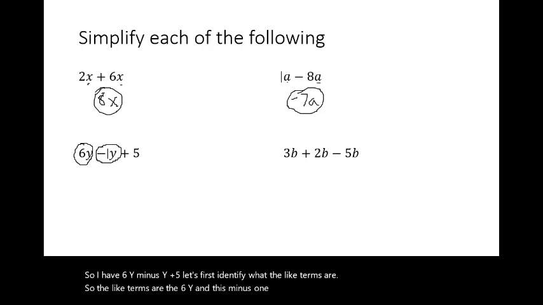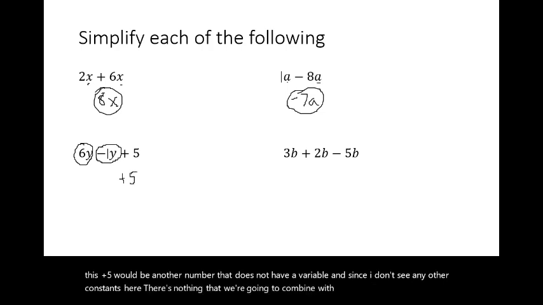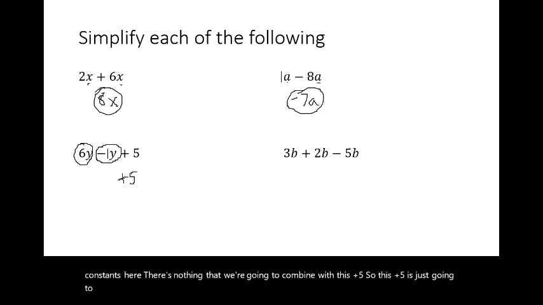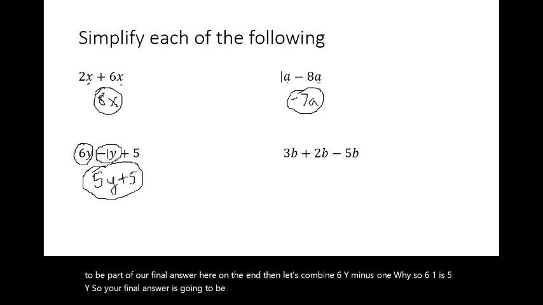This plus 5, another term that would be like with this plus 5 would be another number that does not have a variable. And since I don't see any other constants here, there's nothing that we're going to combine with this plus 5. So this plus 5 is just going to be part of our final answer on the end. Then let's combine 6y minus 1y. So 6 minus 1 is 5y. So your final answer is going to be 5y plus 5.